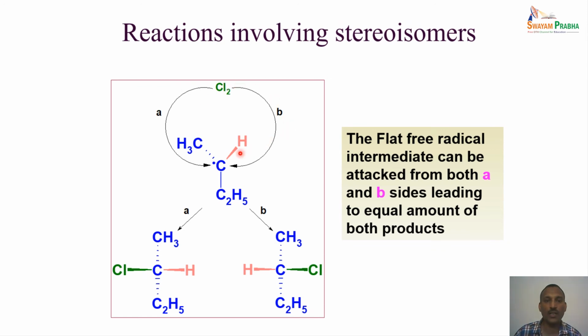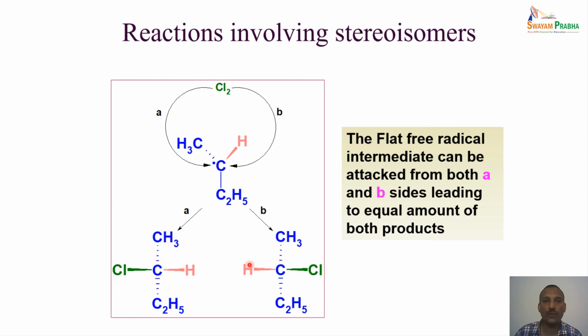In this case, we have equal probability of the chlorine attacking this radical, because it is a planar radical. There is no difference in whether it attacks from one side or the other side. So we end up with both products. That means both isomers are formed in equal proportions.